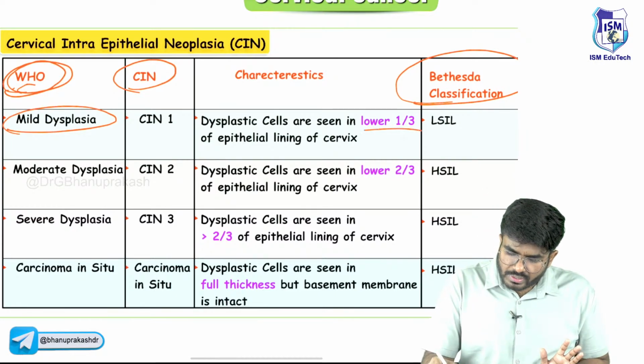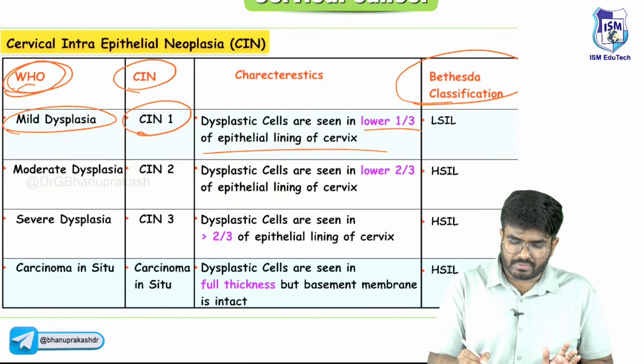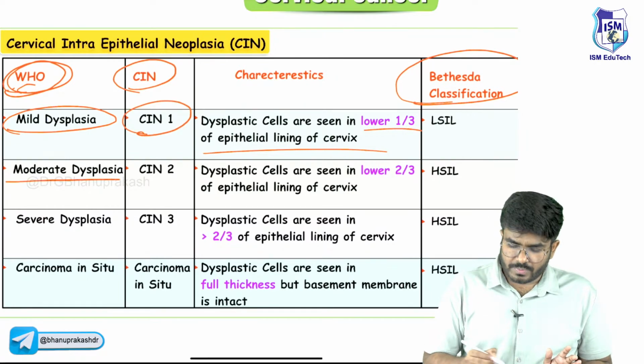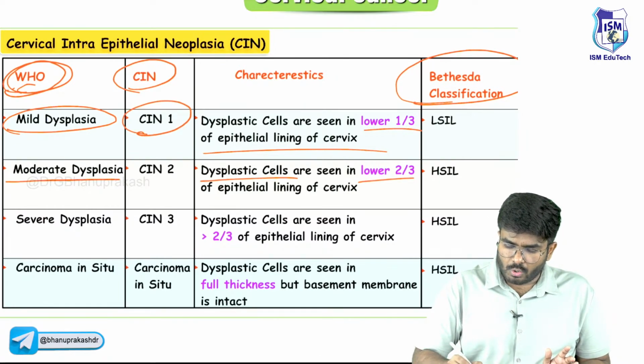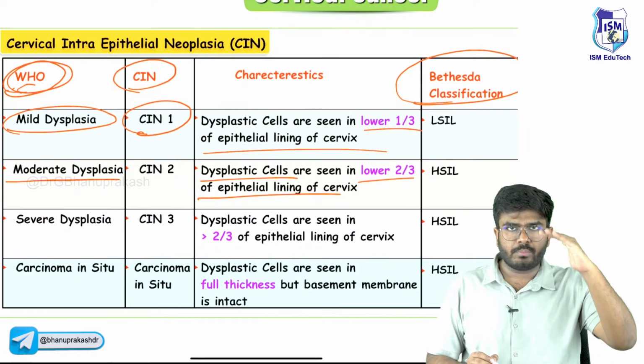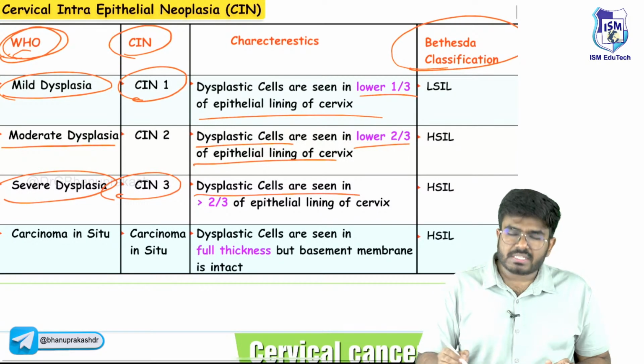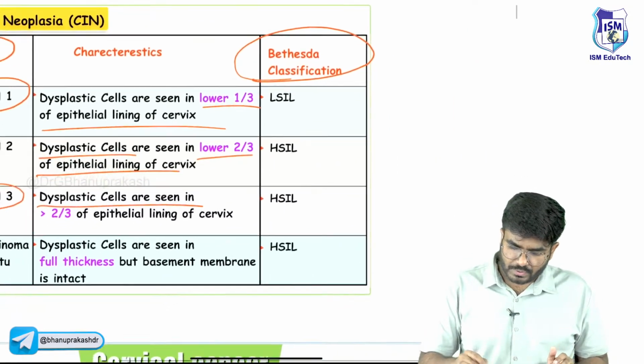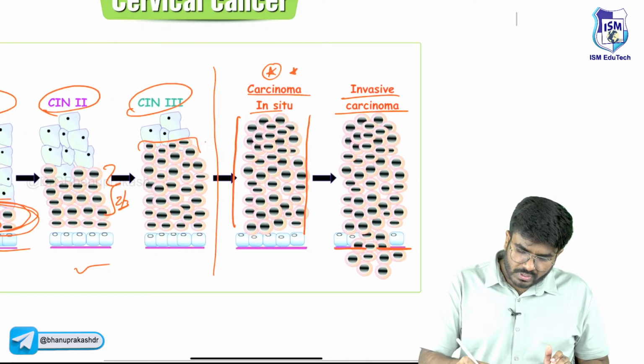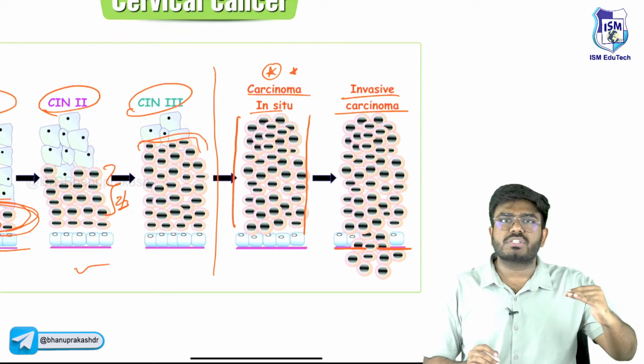Means only the lower one third is affected, that is CIN1. Moderate dysplasia means the dysplastic cells are seen in the lower two-thirds of the epithelial lining. And severe dysplasia, CIN3, the dysplastic cells are more than two-thirds. See, in CIN3 it's more than two-thirds, almost.